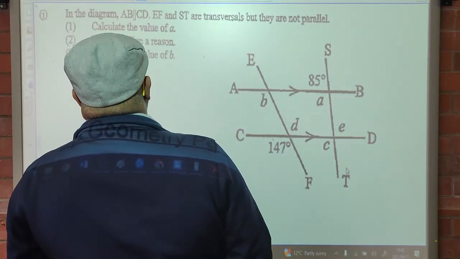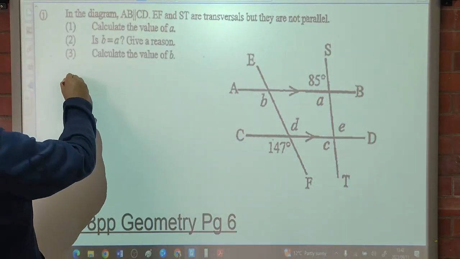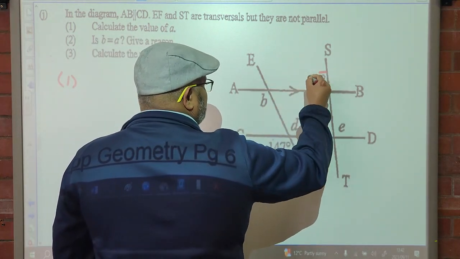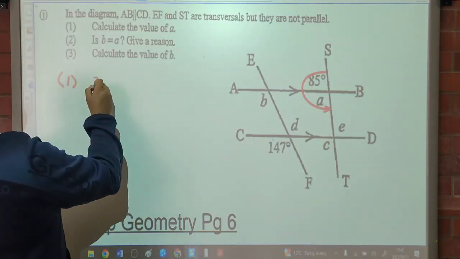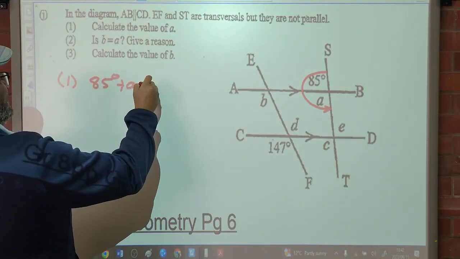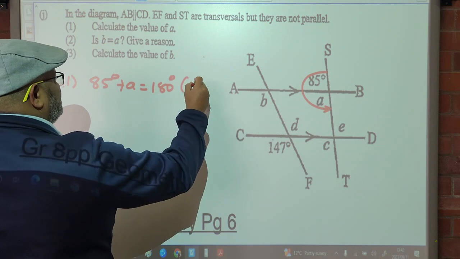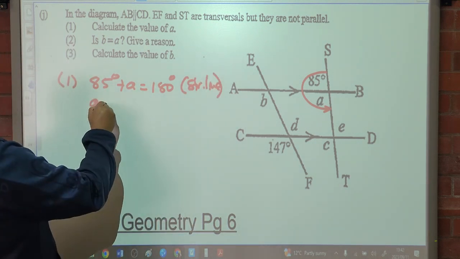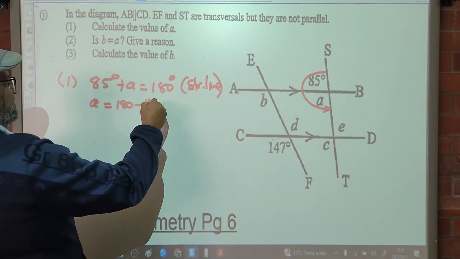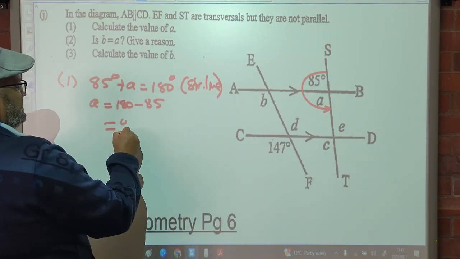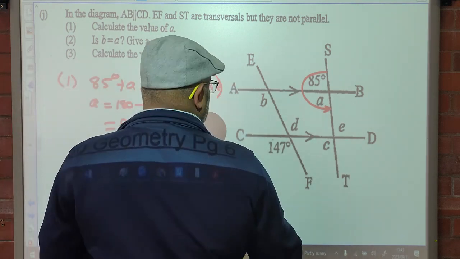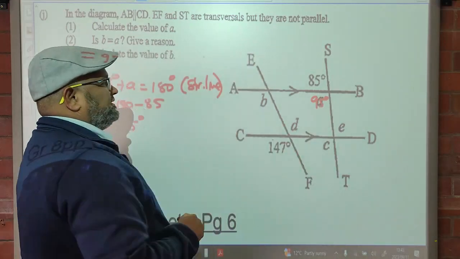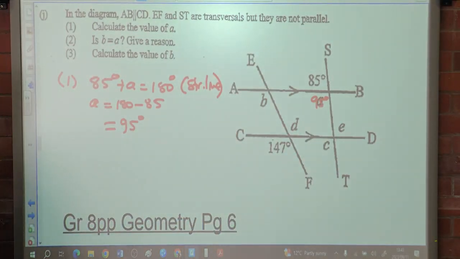Right. Calculate the value of A. So what's the value of A? Angles on the straight line. So it's going to be 85 plus A equals 180. Why? Straight line. So A is equal to 180 minus 85, which is 95 degrees. So A is 95. Okay. Write it down, people.